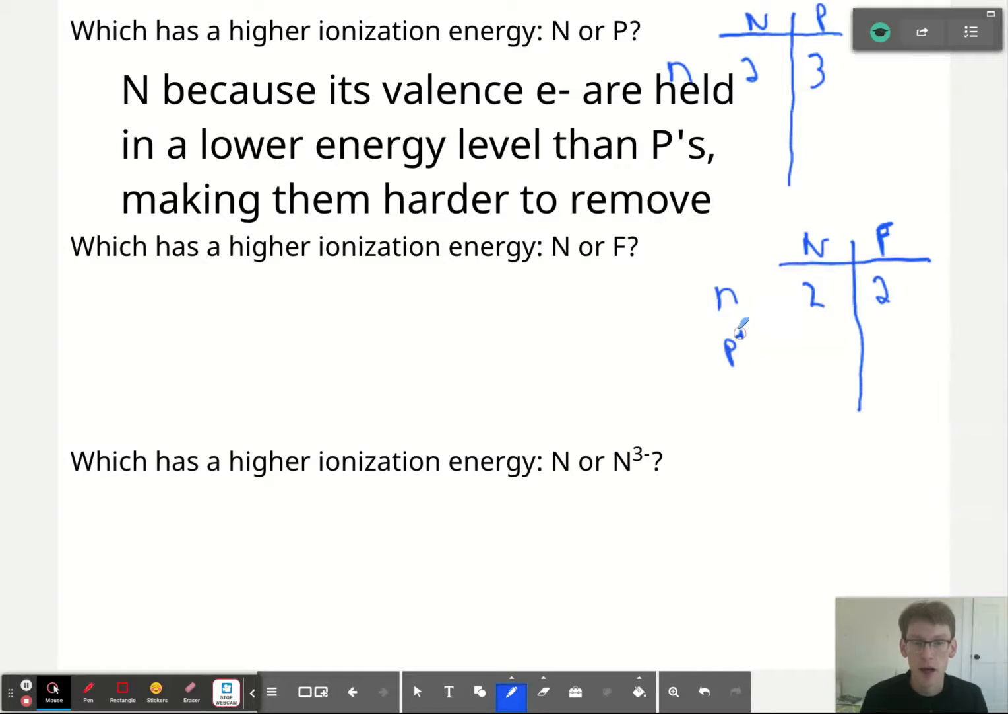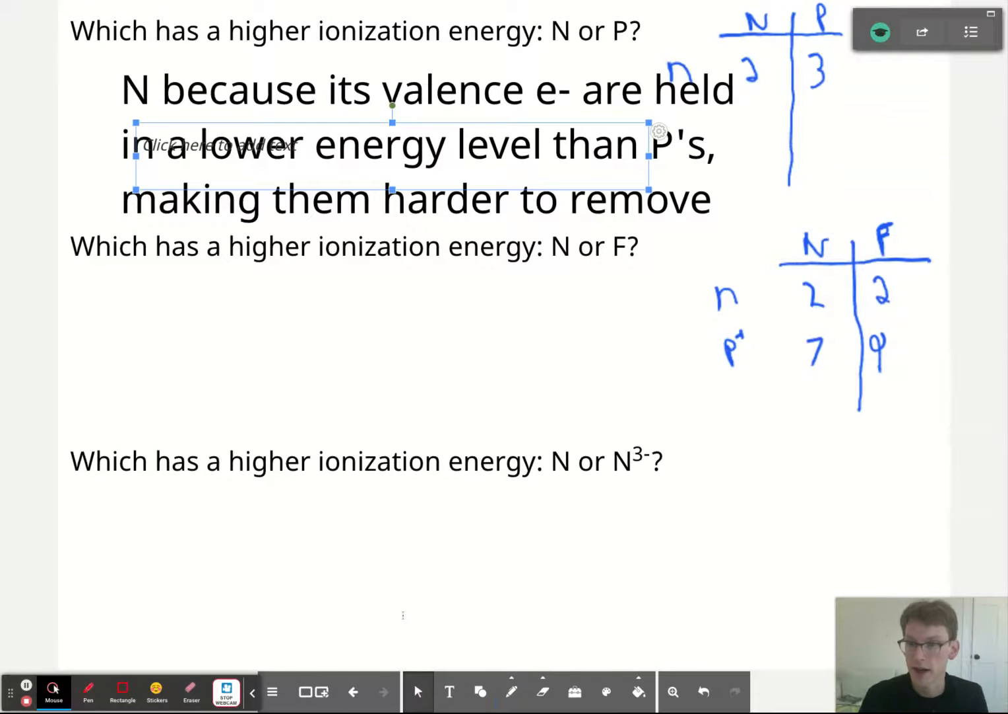You may recall that as you go across a period, the attraction of the valence electrons to the nucleus increases as you're going to the right, and that's because the nucleus has more protons. So nitrogen has 7 protons, fluorine has 9, and what we find is that 9 protons attracting electrons in the second shell are better at doing that than 7 protons also attracting electrons in the same shell.